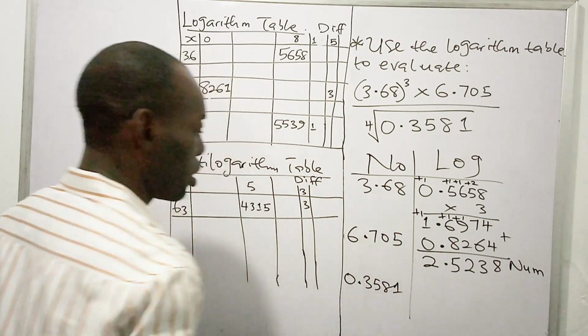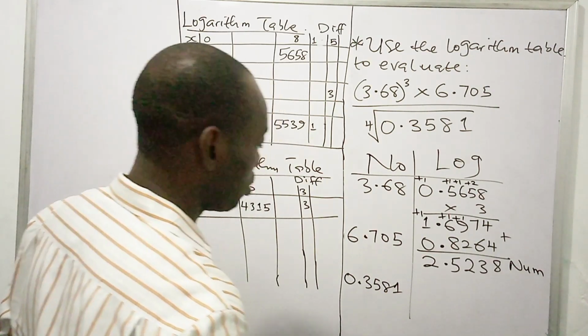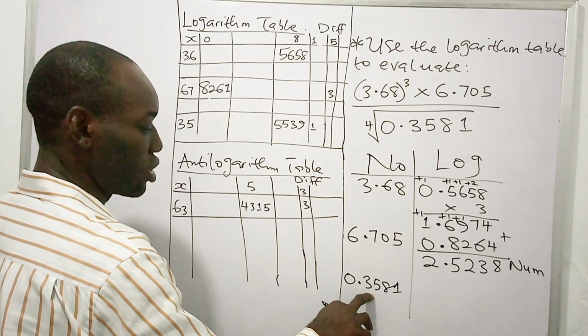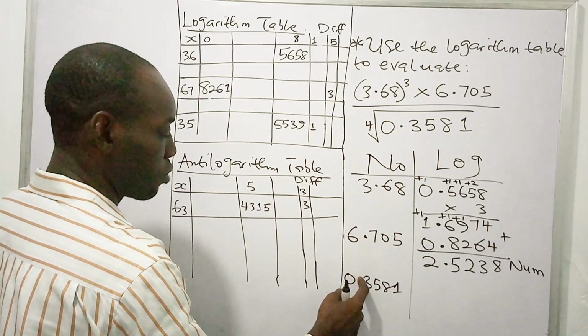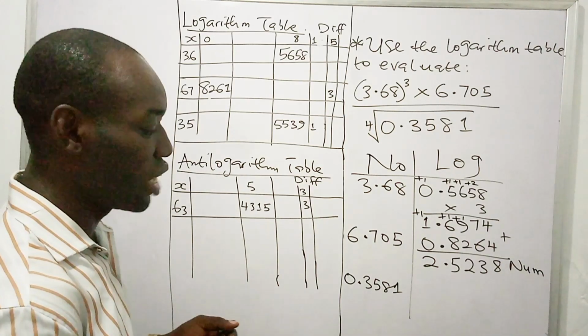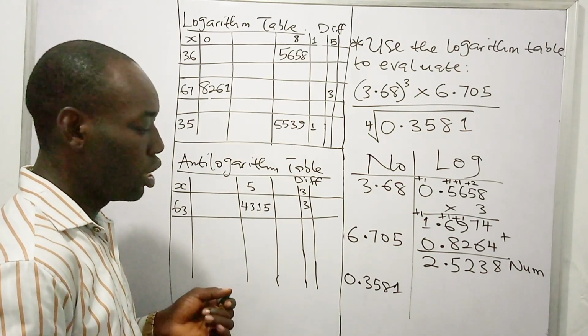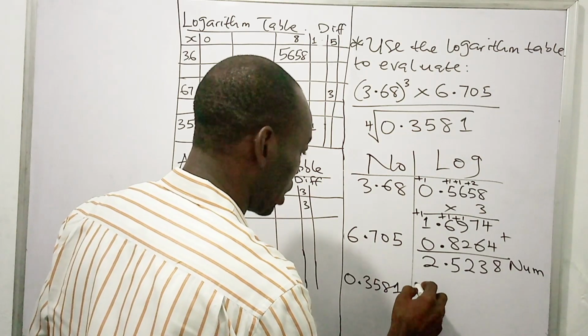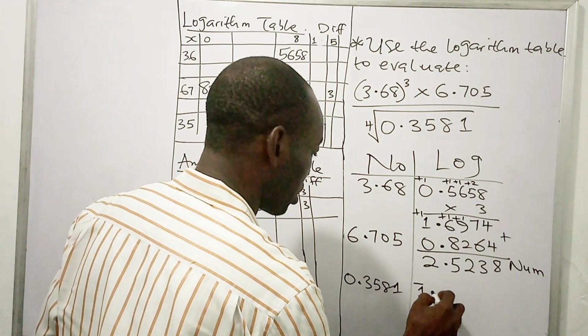Denominator, we have 0.3581. Now, what we do here for the denominator, if you want to express this in standard form, the decimal point will move one step forward. So that will give us 3.581 times 10 raised to the power minus 1. And in log, we call that bar 1. Then place our decimal point.